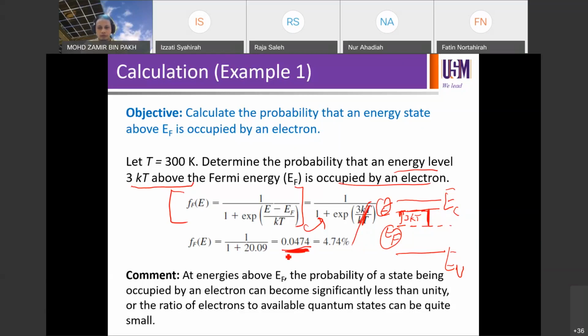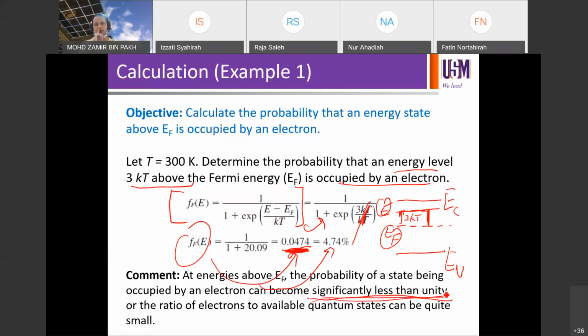0.0474. I said yesterday that you can either represent your answer in this form or in the form of a percentage, so please get it right. So 0.0474 equals 4.74%. So what does this mean? It means that at energies above EF, the probability of a state being occupied by an electron can become significantly less than unity.